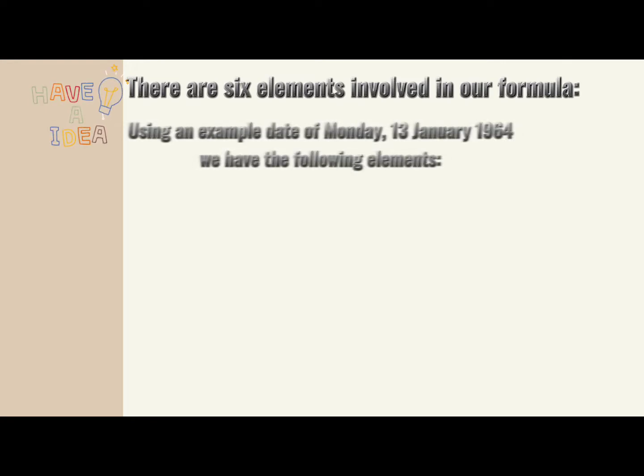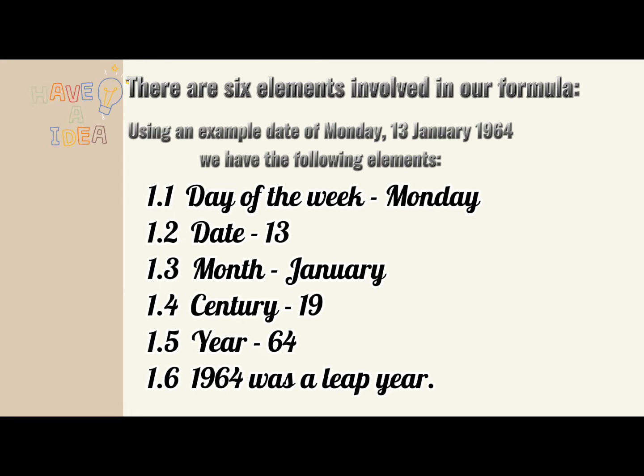What does the calendar tell us? There are 6 elements involved in our formula. Using an example date of Monday, 13 January 1964, we have the following elements: day of the week, which is Monday, date is 13, month is January, century is 19, and year is 64, and 1964 was a leap year. Even if this seems obvious, it's essential to be aware of all the different factors that influence the formula.